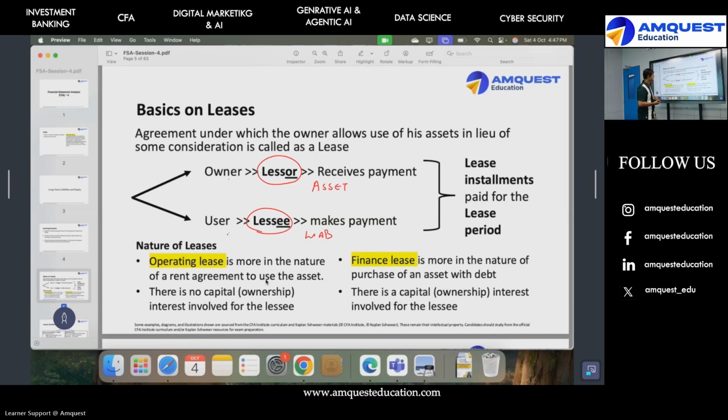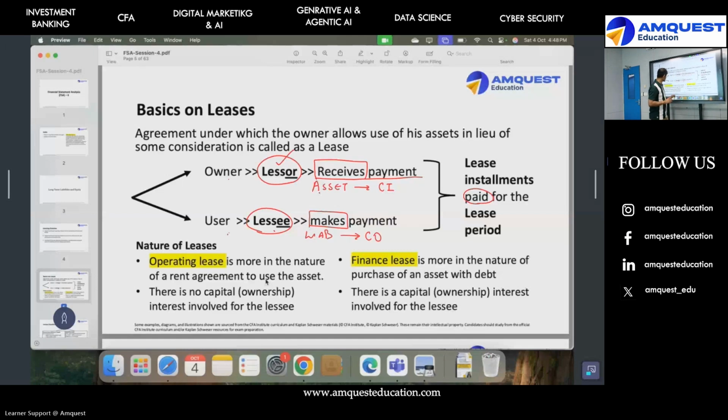Okay, so let's start. Lessor is the person who owns an asset, gives it on lease and receives payment. Lessee is the person who takes the asset and makes a payment. Obviously, for a lessor, it's an asset, so the money will be a cash inflow. For the lessee, it will be a cash outflow. Installments are paid by the lessee to the lessor. Now, there are two types of lease: operating and finance lease.